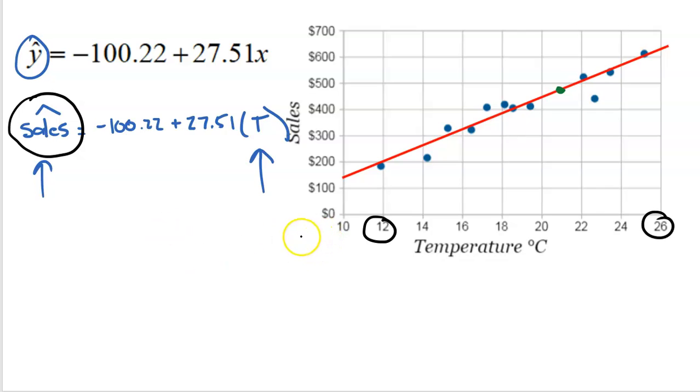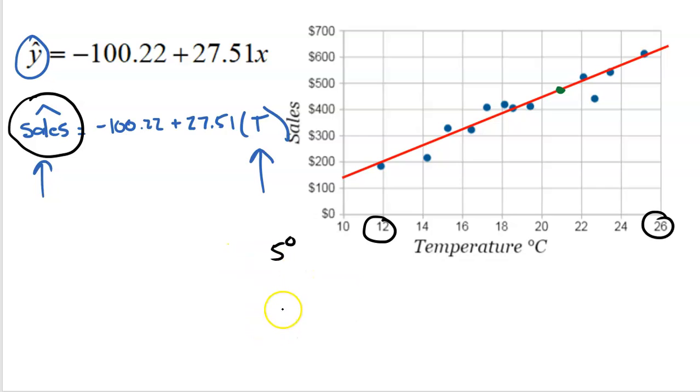Extrapolation would be saying, hey, when it was 5 degrees, literally off the chart, 5 degrees, what would we predict? Well, listen, I could plug 5 degrees in for temperature and I could get a predicted sales, but it would be worth nothing because that's extrapolation. I'm reaching outside of my data. Interpolation is only looking inside of your data.